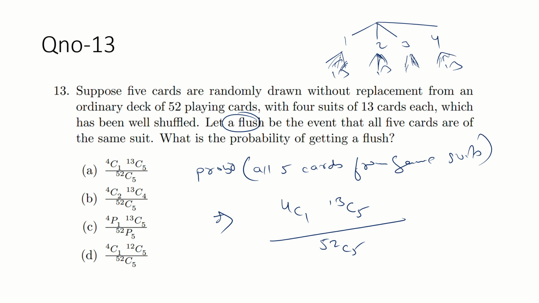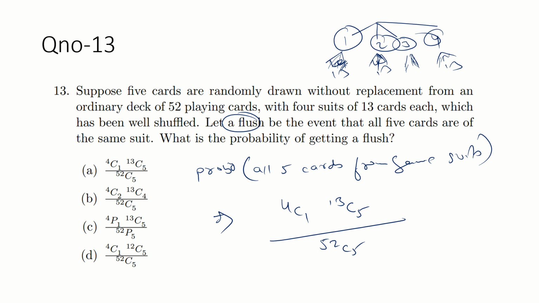So suppose you are considering only this color, these cards. So that is 13C5, into these things 1, 2, 3, 4. Either of these 4 suits, all containing the same. So that's why it is 4C1 into 13C5 divided by 52C5.